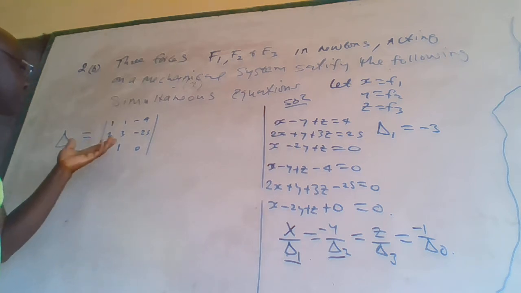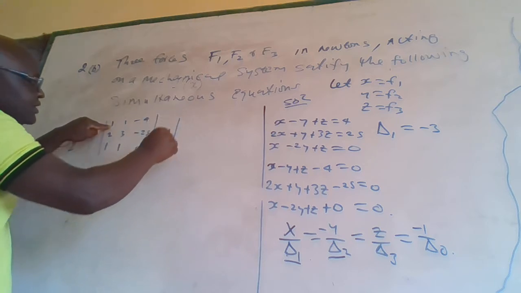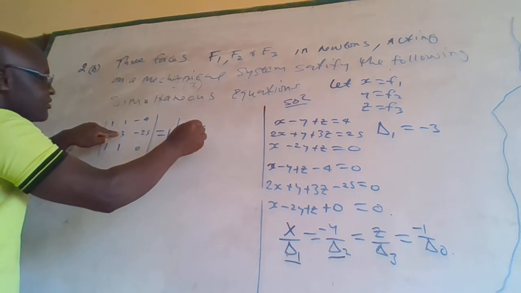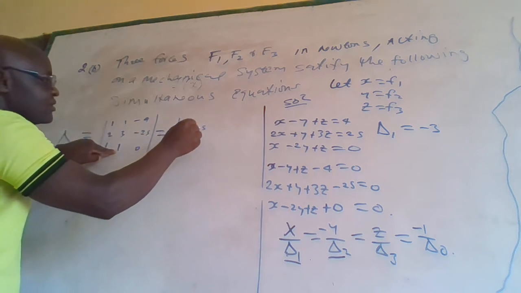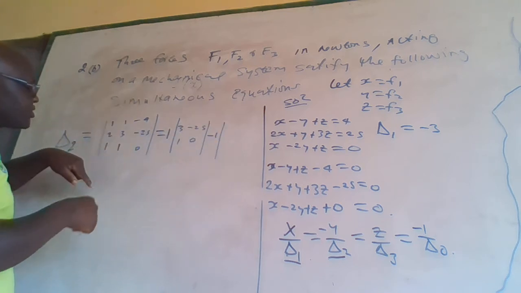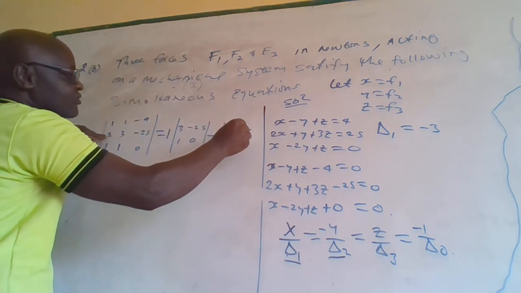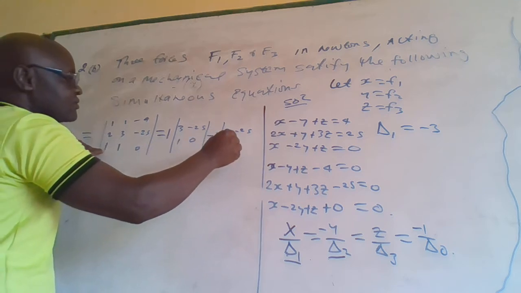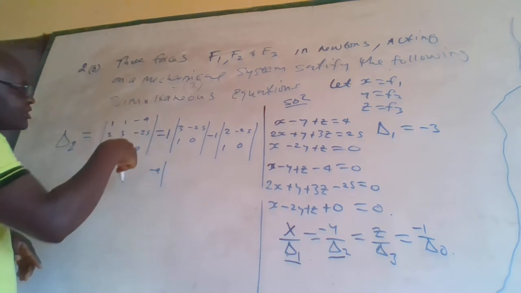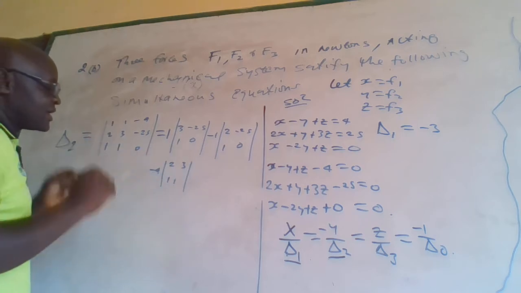So we do this, then we expand the determinant. This will be equal to, of course, 1, then we block the column and the row, so we have 3, negative 25, and then 1, 0. And then we have minus 1 into, block this column and this row, so we have 2, negative 25, 1, then 0. Then lastly we have negative 4 into, block this column and this row, so we have 2, 3, 1, 1.